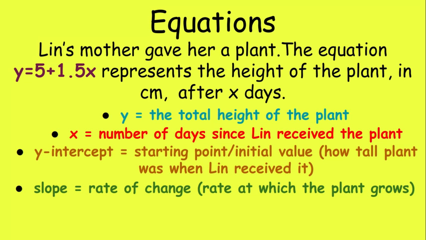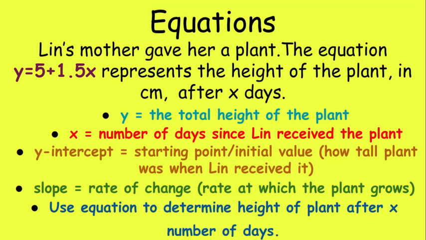Your slope is always your coefficient of x, which in this situation, we call it a rate of change. It's the rate at which something is changing. Well, what's happening in our situation? The plant is growing. So it's the rate at which the plant is growing. So now you can use your equation to determine the height of your plant after a specific number of days. If you want to know how tall it will be after 2 weeks, after 3 weeks, or x certain number of days, you can do that.